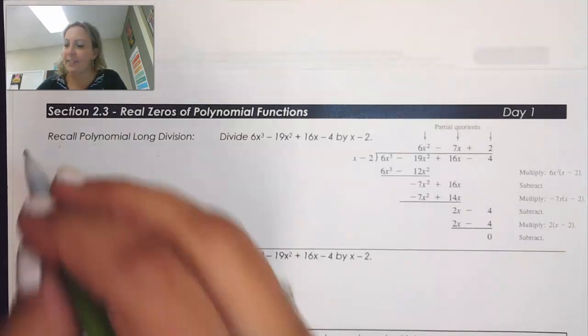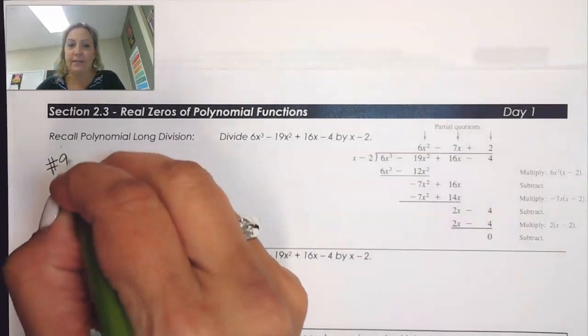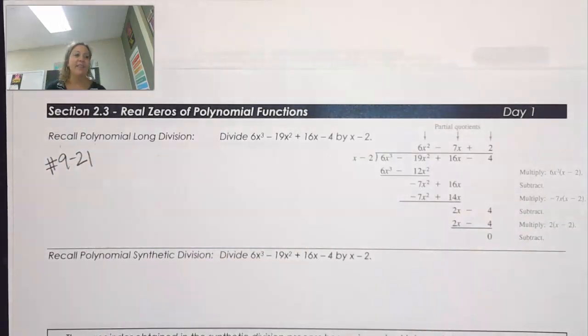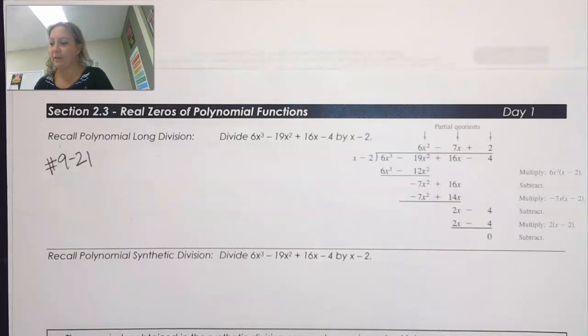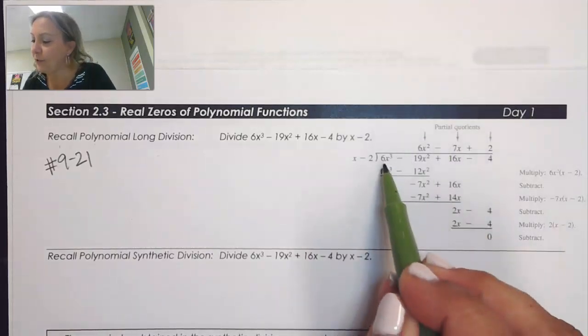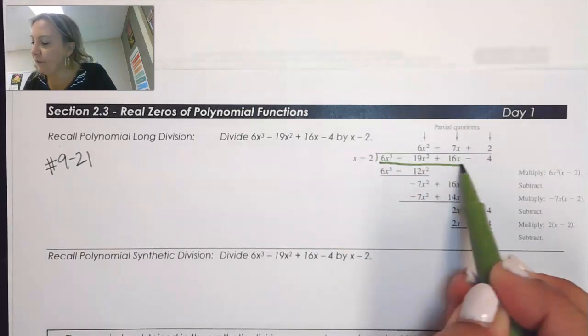In numbers 9 to 21 in the homework, that's what you guys are going to want to do. Please practice long division for here. You guys remember how to do long division, I hope. If not, there are some examples in the book. I know that's something you guys did in Algebra 2, but I'll just kind of give you some words.